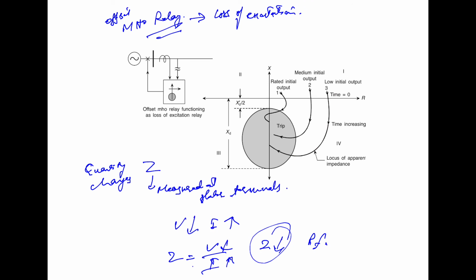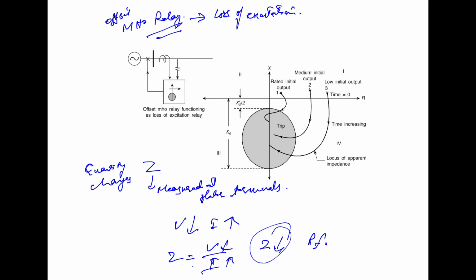Now, in order to keep the generator online as long as it is safe, the generator may not be instantaneously tripped in case of loss of excitation, because we have to take into consideration all these facts, because loading is there and everything is there. As soon as the loss of excitation is detected by the relay, an alarm may be sounded and an attempt may be made to see if the excitation can be restored or not.